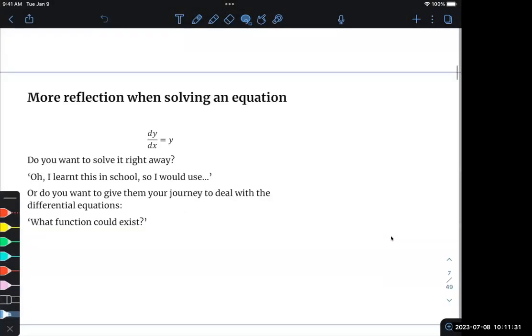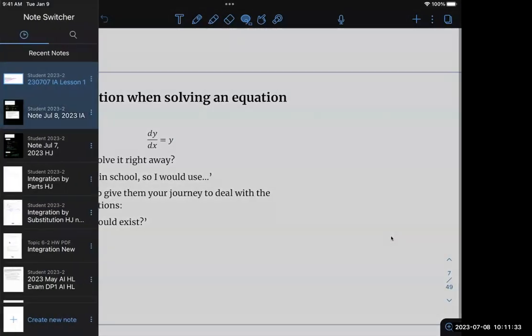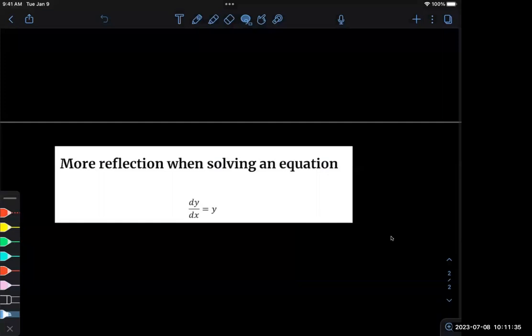However, what we need to do is to give our personal reflection to discuss this question. For example, let's have a look at this equation. I need to solve it. And we saw above that we can use separation of variable, but that's not personal reflection. That's something that the textbook tells you to do, right?